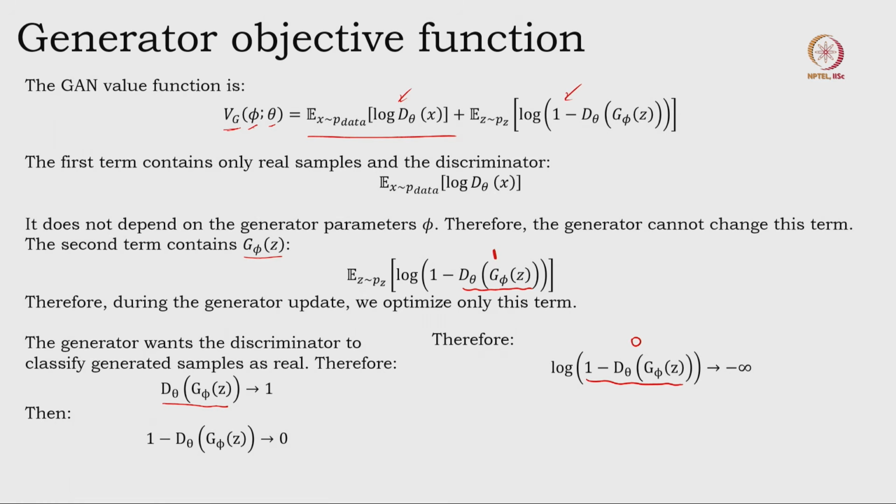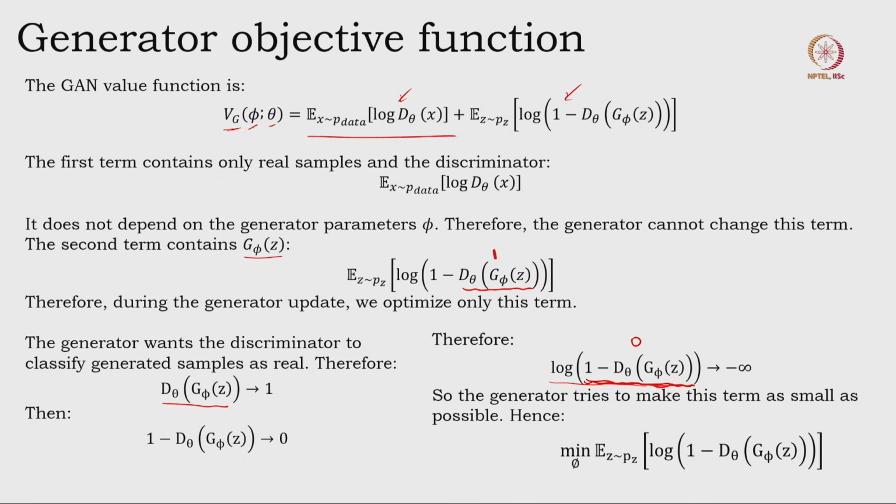Then what is the aim? The aim of a discriminator was to maximize. What is the aim of a generator now? It has to minimize this particular term. The log of this entire term has to be minimized. So you see here, the generator tries to make this term as small as possible. Therefore, the aim of a generator here is to minimize this entire term.